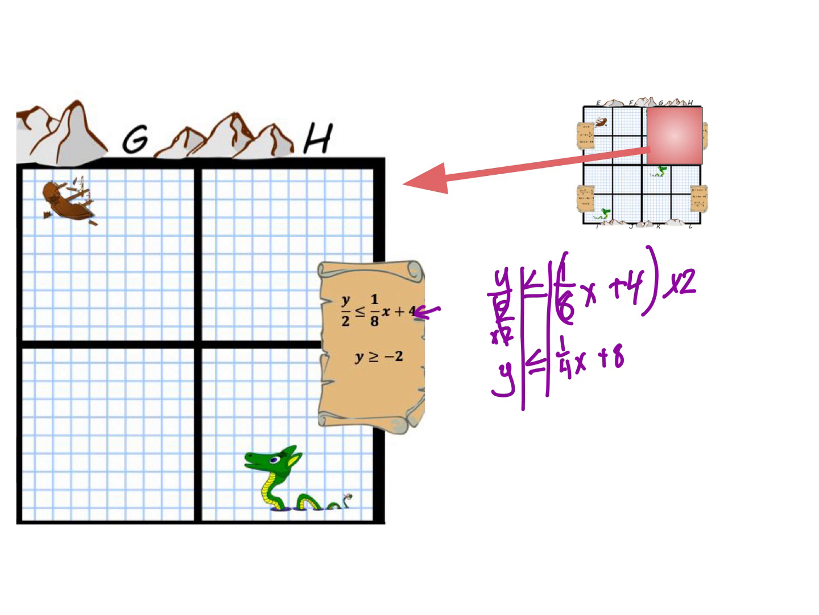I'm going to go up to 8. 1, 2, 3, 4, 5, 6, 7, 8. I'm going to apply my slope up 1 over 4. Okay, up 1 over 4. And down 1, backwards 4. Okay, and that should be a solid line.